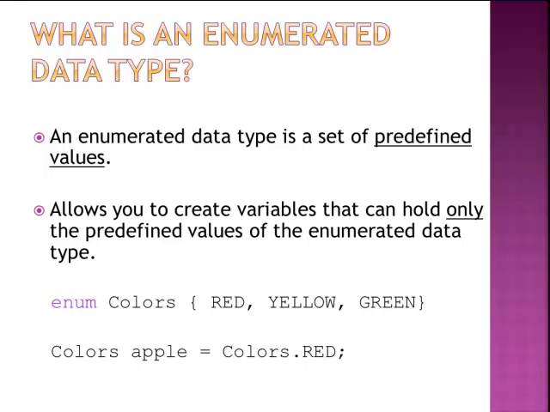An enumerated data type is a set of predefined values. This allows you to create variables that can hold only the predefined values of the enumerated data type. To create the enumerated data type, we would say enum Colors {red, yellow, green}. To create a variable of the Colors data type, we would say Colors apple = Colors.red.